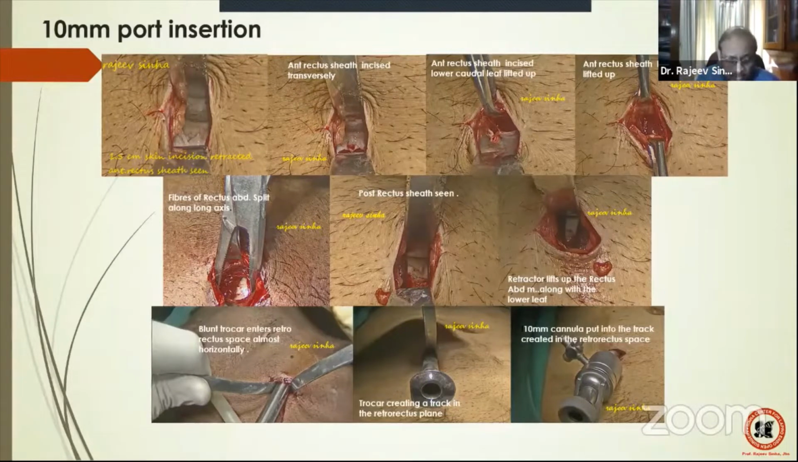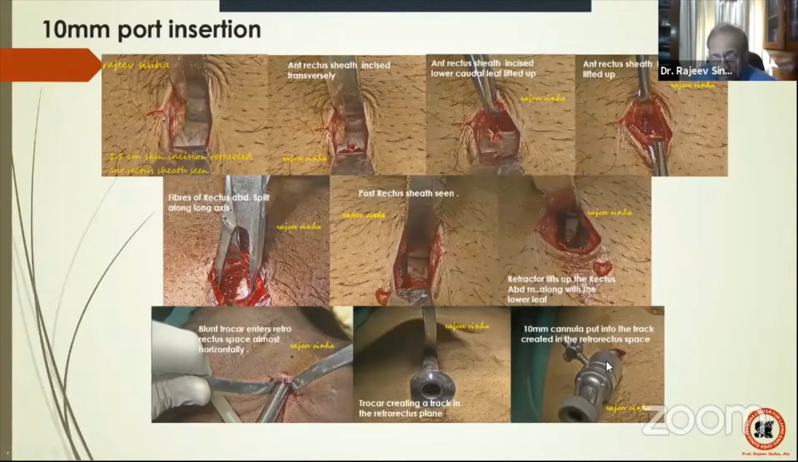Go parallel to the abdominal wall. Once you enter the retrorectus space, go parallel to the abdominal wall in a horizontal direction, and you'll be creating a very good track in which you can subsequently put in the 10 millimeter trocar. That's one method of doing it. I do it with a blunt trocar. This is a blunt trocar that I've used. I was using it even earlier for the TEP repairs.